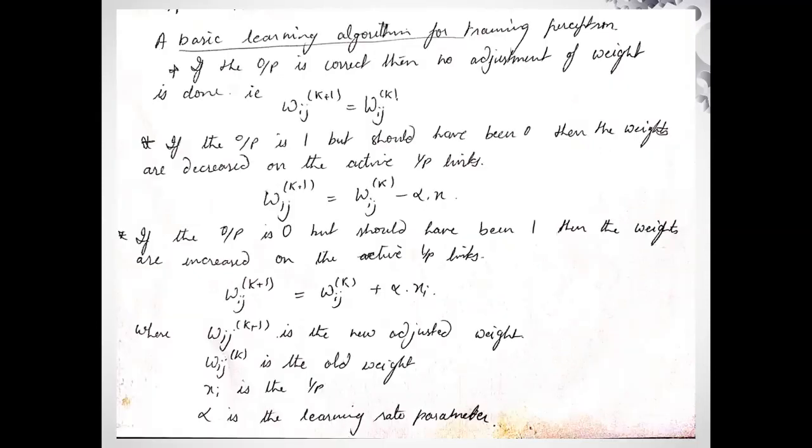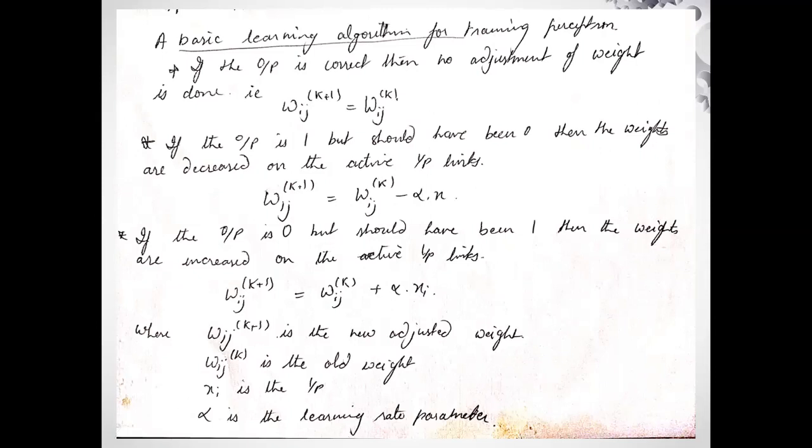Now the third condition, just the vice versa of the second condition: if the output is 0 but it should have been 1, that means we are getting less output and the expected output is 1. Then the weights are to be increased on the active input link. So we will work in the same way, but we are just going to increase the weight on the active input link. So the new weight, wij^(k+1), will be equal to the old weight, wij raised to power k, plus alpha, the learning rate parameter, multiplied by xi, the active input link.